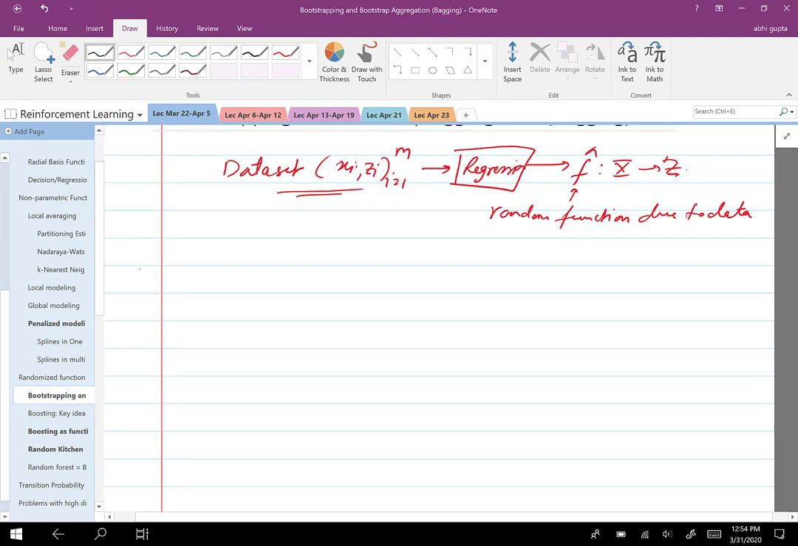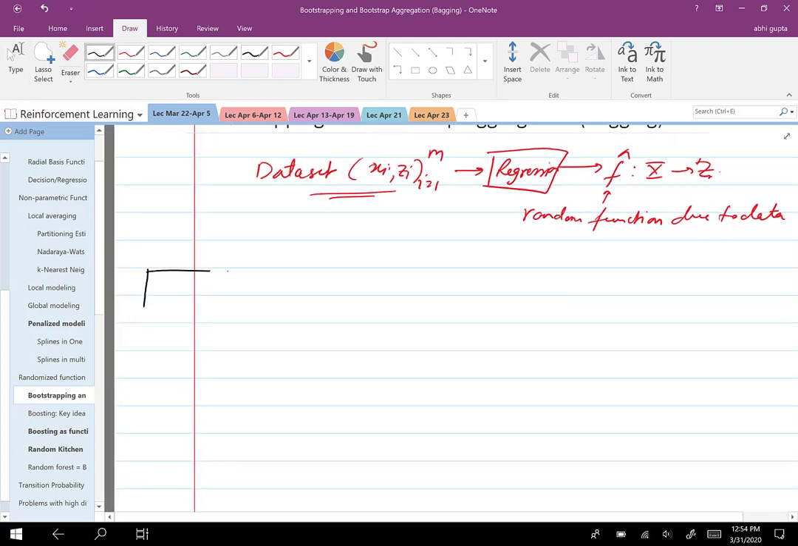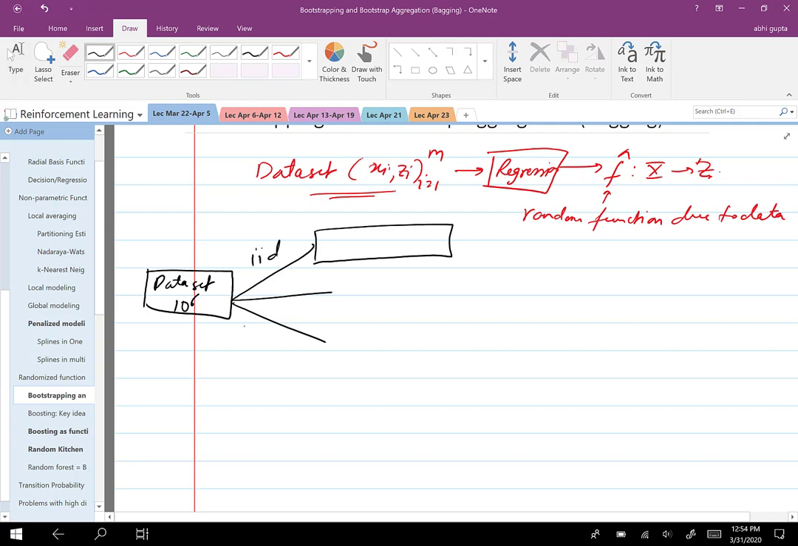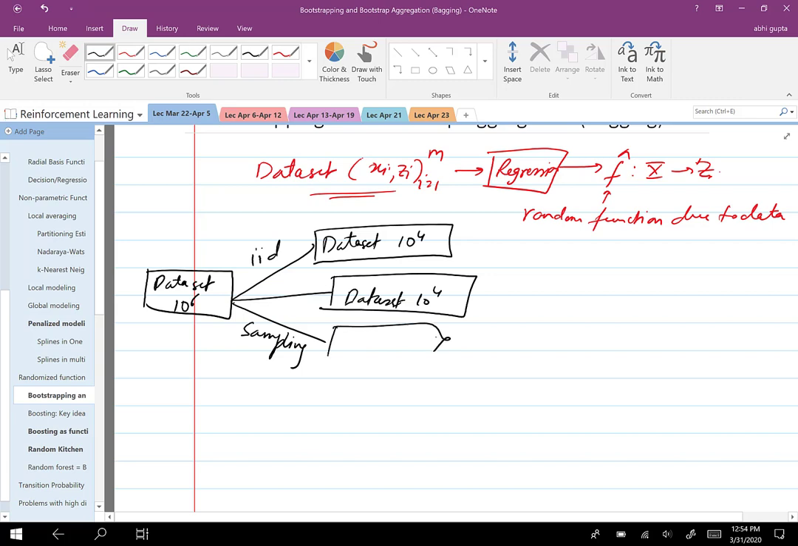Let's say you have a data set with 1 million points. You split it using some IID sampling technique into a data set of 10 raised to 4 elements, and then another data set of 10 raised to 4 elements, and so on. I'm just giving some numbers, 10 raised to 6 and 10 raised to 4. You can do whatever you want, with however many points you want.